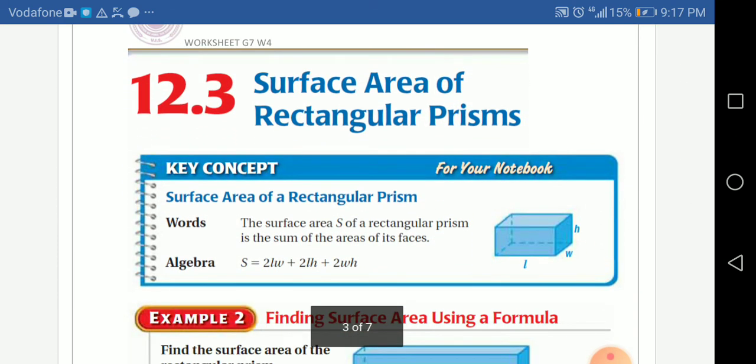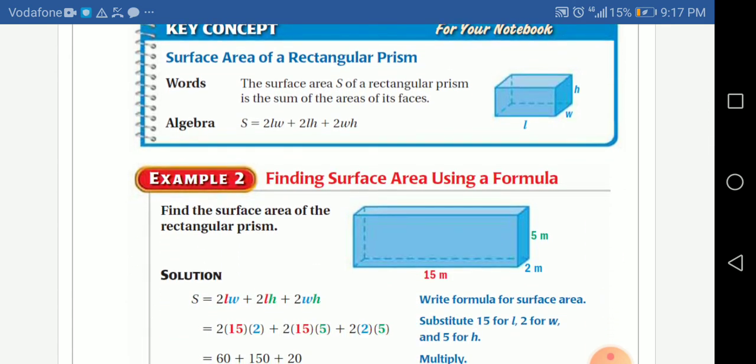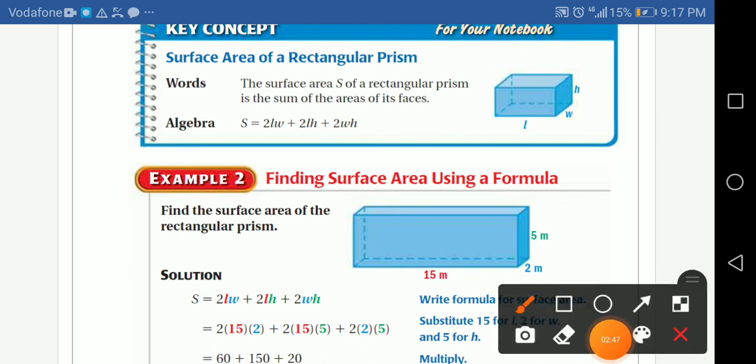Let's talk about the surface area and the rectangular prisms. So let's focus here. Surface area means what? Surface area, which we can denote by S, of a rectangular prism is the sum of all areas of its faces. Okay, remember this, the sum of the area of all its faces. So what are the faces of the rectangular prism? Here we got the face. This face is a rectangle, and the other face here is what? Let's see together the calculations of this.